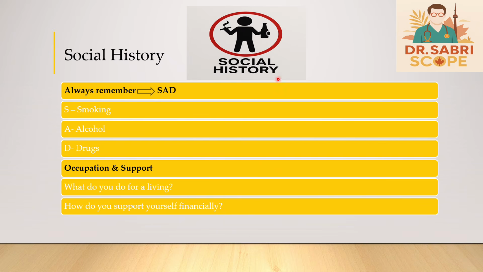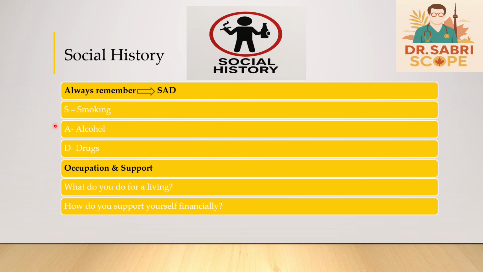So when you are taking your history, you should always write this in your notes so it can easily remind you about what you have to ask. So S will be for smoking. You should ask about the number of cigarettes and for how long the patient has been smoking. And also, if you have time during your history taking, you can offer the patient help if they are interested in quitting.